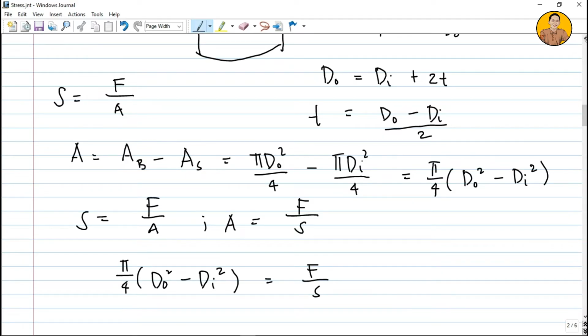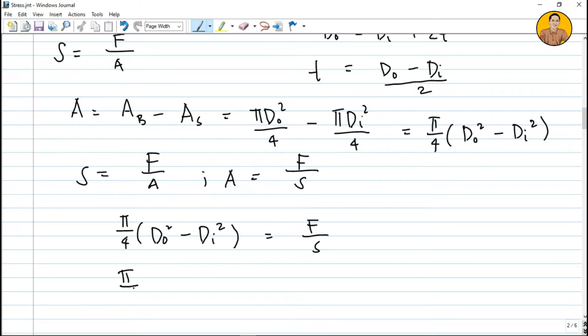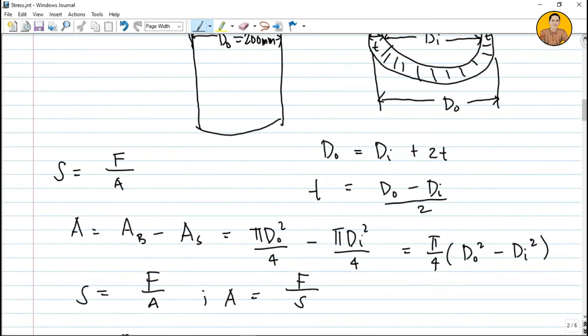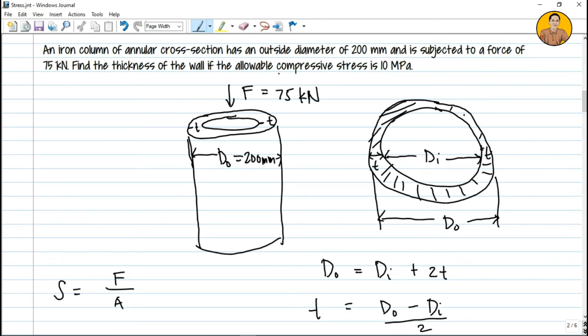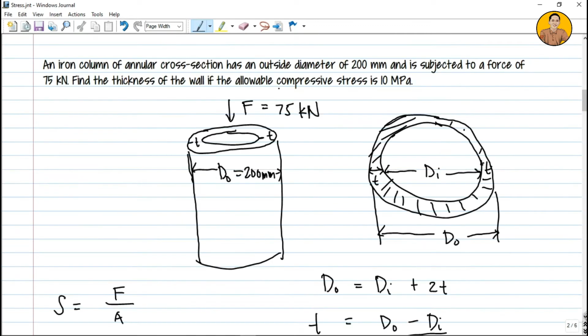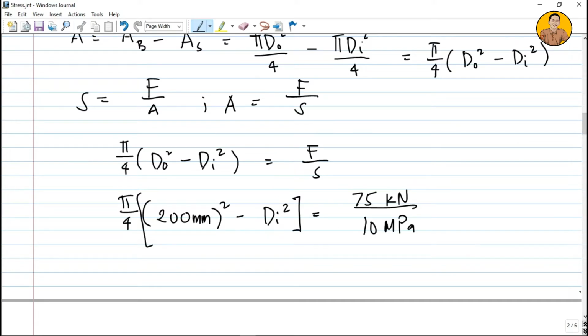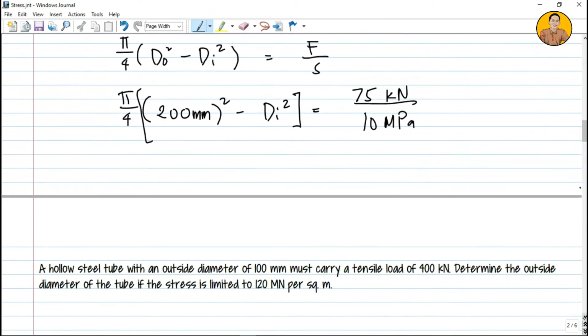Wherein, given tayo ng DO, outside diameter. Outside diameter natin, that is 200 millimeters. This is pi all over 4 times 200 mm squared, minus DI squared, is equal to F. F natin, guys, from the problem, that is 75 kilonewtons. Then yung ating maximum allowable stress is given by 10 megapascal. So you can see here in our solution, hindi consistent yung unit natin. So do not input that in your calculator automatic, kasi kailangan pa natin siyang i-convert.